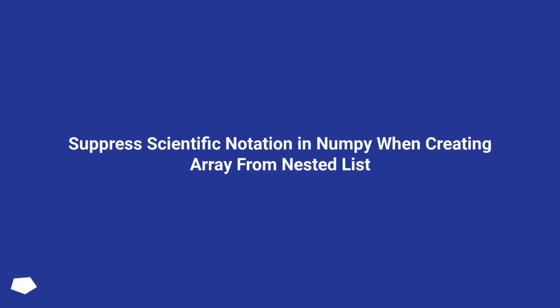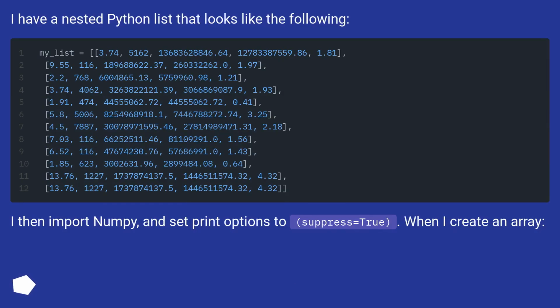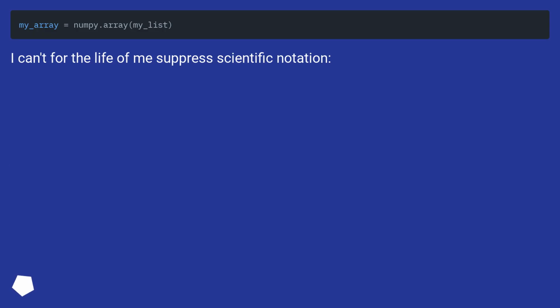Suppress scientific notation in NumPy when creating array from nested list. I have a nested Python list that looks like the following. I then import NumPy and set print options to suppress equals true when I create an array. I can't for the life of me suppress scientific notation.